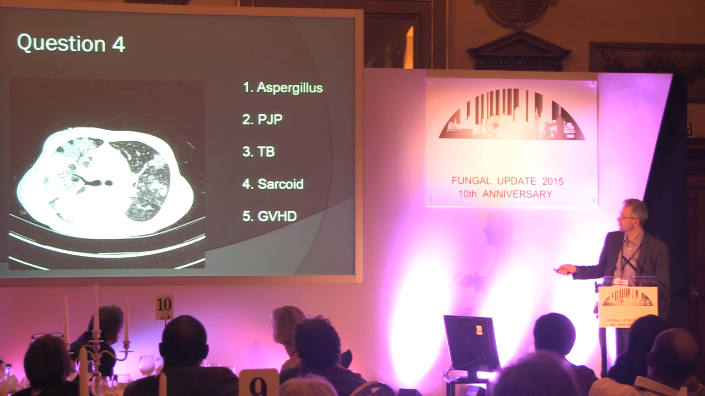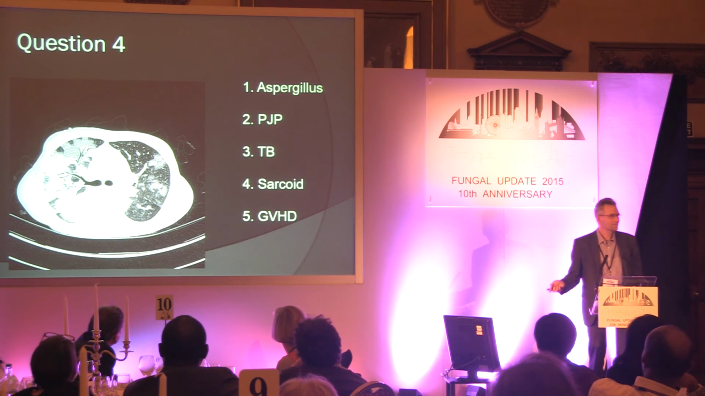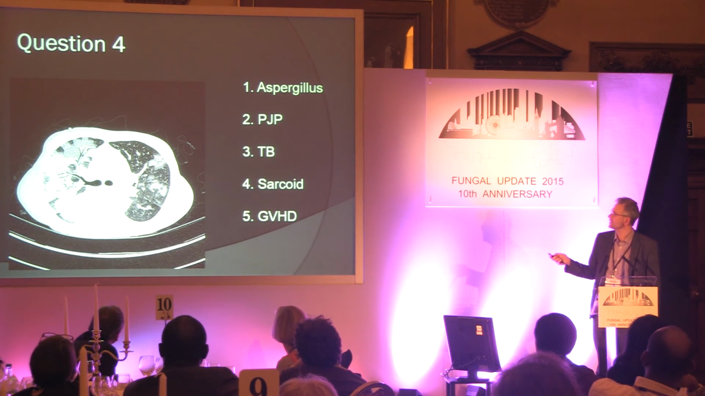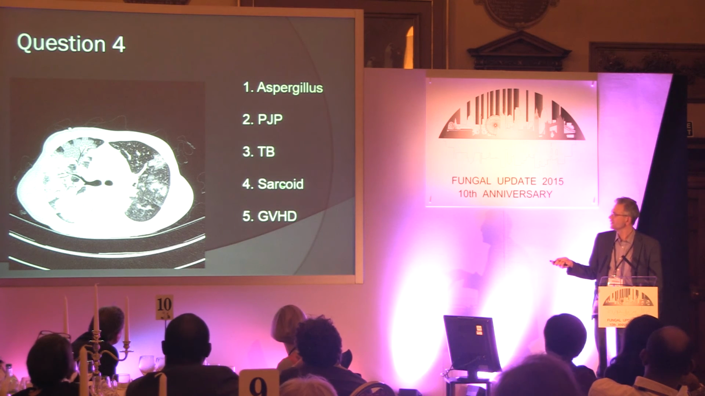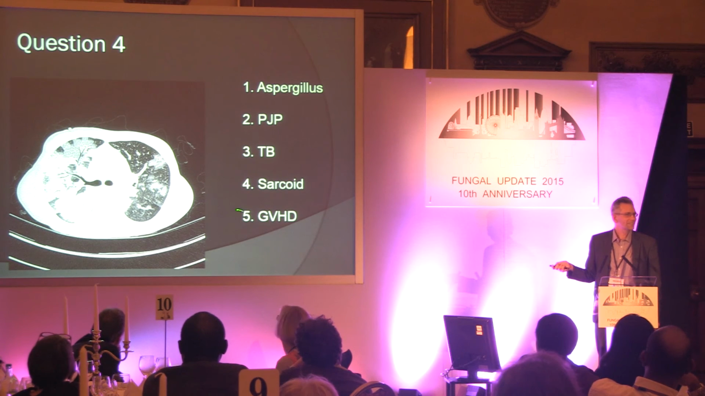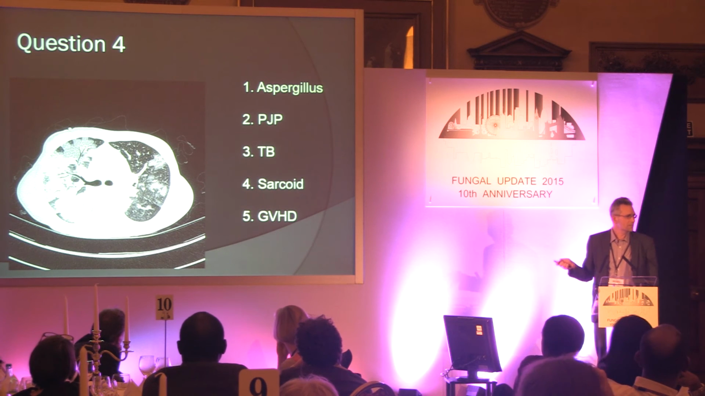And this one, question four. Just the one slice. I'm going to see a show of hands in this one. I want to know who gets this one. Who reckons it's aspergillus? Okay, who reckons PJP? You're all very brave, aren't you? Who, TB? Yeah, not a bad suggestion. Wrong. Who reckons sarcoid? GVHD. And GVHD it was. This is alveolar hemorrhage, secondary to GVHD.